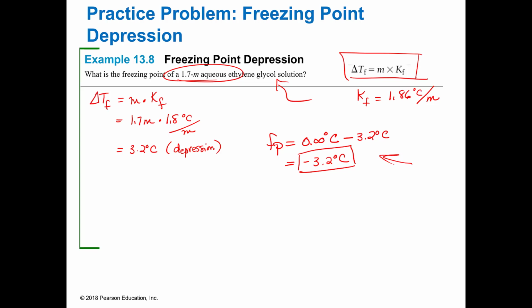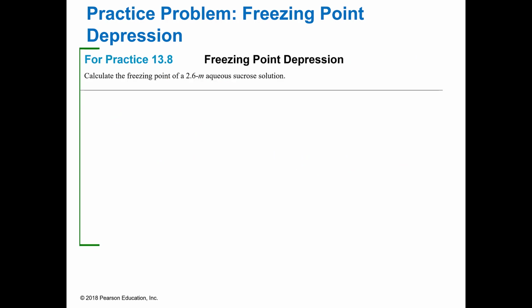Just remember that the delta T here is what you are decreasing, so you have to know the original freezing point. In water, we know it's 0, so we just assume that you know that. And then here's a sucrose solution, and again, if it doesn't tell you what the liquid is, you can assume it's water. That is very simply how you do freezing point depression.